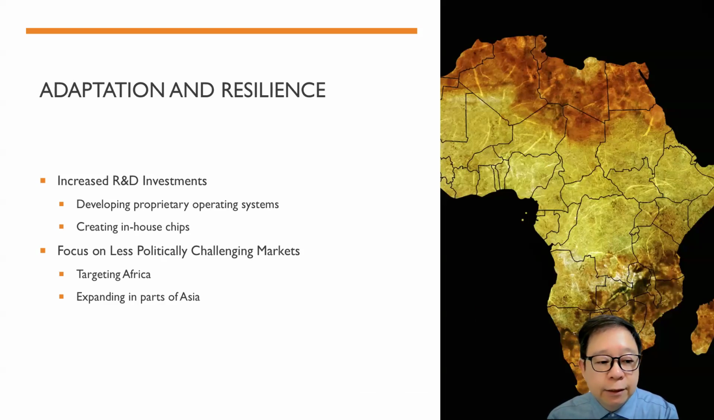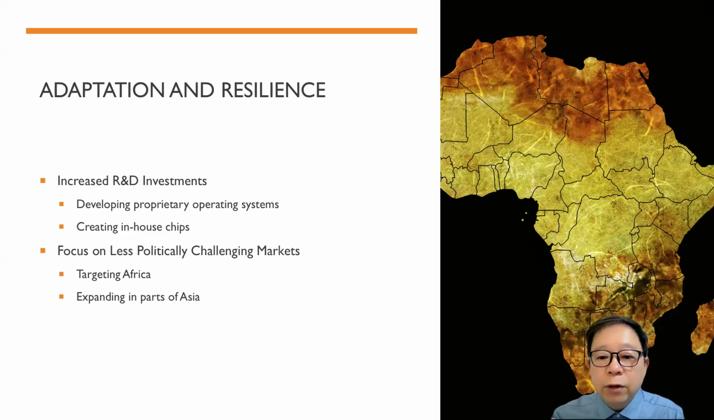Adaptation and resilience. They keep on increasing R&D investment and developing a proprietary operating system, Harmony, which I think is what they are building now. They're creating in-house chips instead of relying on the overseas market, right? With the in-house built chips, they focus on less politically challenging markets, for example Africa. When China and America relations are getting worse and worse, Huawei went to Africa and also expanded into different parts of Asia.